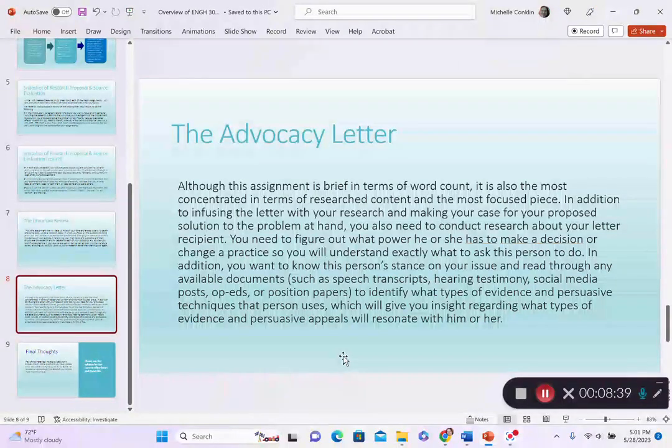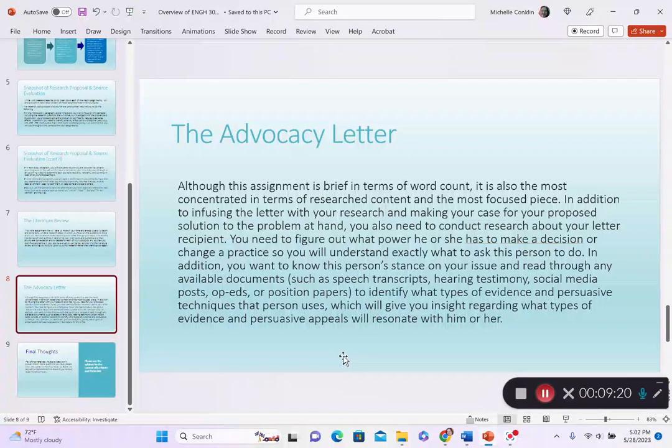You need to figure out what power he or she has to make a decision or change a practice, so you will understand exactly what to ask this person to do. In addition, you want to know this person's stance on your issue and read through any available documents, such as speech transcripts, hearing testimony, social media posts, op-eds, or position papers that this person has created, to identify what types of evidence and persuasive techniques that person uses, which will give you insight regarding what types of evidence and persuasive appeals will resonate with him or her.